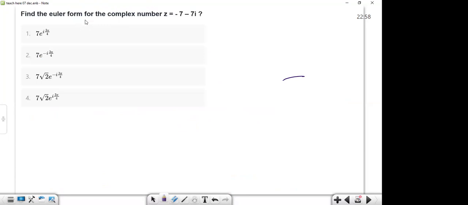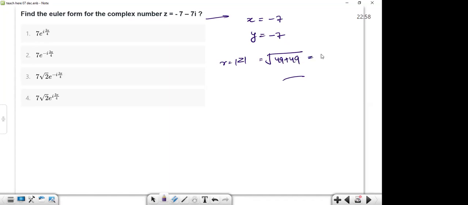Done. Now let's find out the Euler form of this. Simply two steps, magnitude and amplitude for finding it out. First of all, tell me what is x and y here. X is -7 and Y is -7. Yes, right. So the r is square root of 49 plus 49.